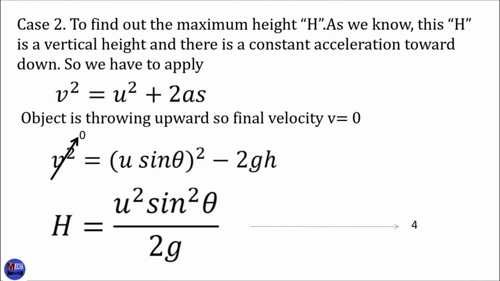To find the maximum height h, we can use v square equals to u square plus 2as, where s represents displacement, and at the maximum height the displacement in vertical direction is h, since the motion is upward, and in upward direction the final velocity will be 0. So you can put the value of v equals to 0 and u equals to u sin theta, because the vertical component of velocity is u sin theta, you will find the value of maximum height h, u square sin square theta by 2g.